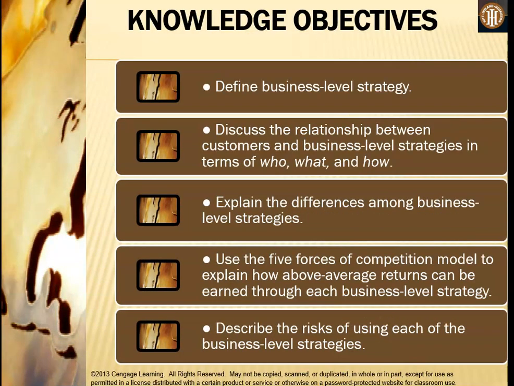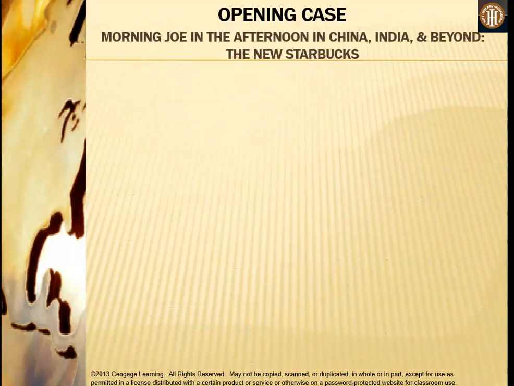At the end of the lecture and tutorial, you should be able to define business level strategy, discuss the relationship between customers and business level strategies in terms of who, what, and how, explain the differences among business level strategies, use the 5 forces of competition model to explain how above average returns can be earned through each business level strategy, and describe the risk of using each of the business level strategies.